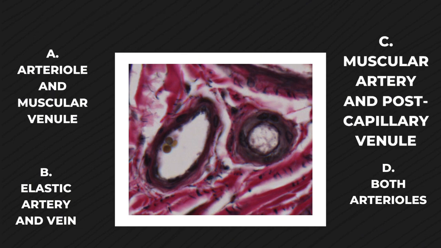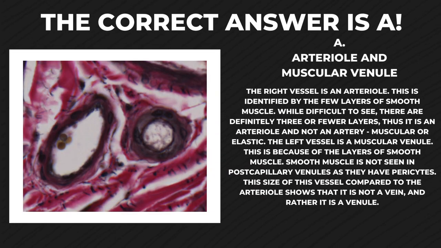The correct answer is A, arteriole and muscular venule. The right vessel is an arteriole. This is identified by the few layers of smooth muscle. While difficult to see, there are definitely 3 or fewer layers, thus this is an arteriole and not an artery.